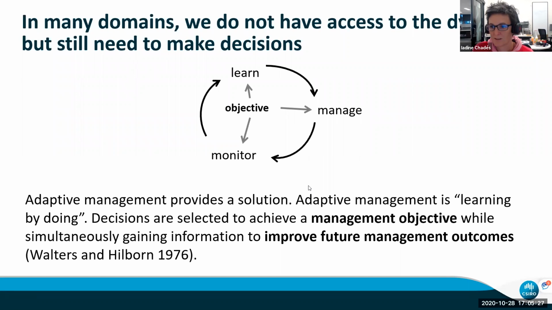Okay, so for those that can't remember what happened yesterday, fair enough, it was late or early. Let's start by reminding everyone what adaptive management is. In many domains, we do not have access to the dynamics of a system, but still need to make decisions. And this is what adaptive management is about. Adaptive management is learning by doing. So we select decisions to achieve a management objective that I put in the center here. And what we want to do is find the best management decisions while simultaneously gaining information.